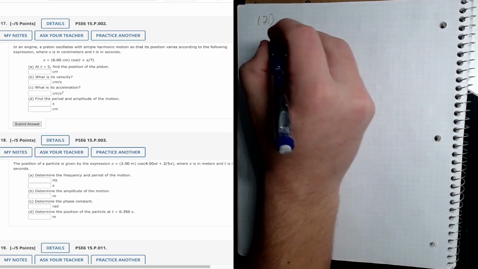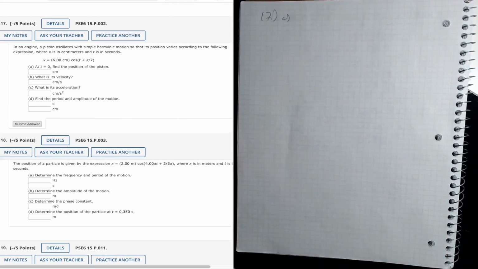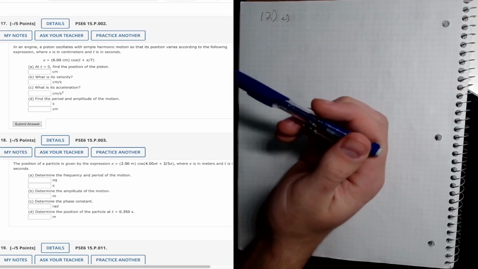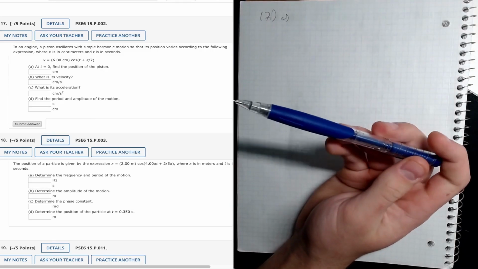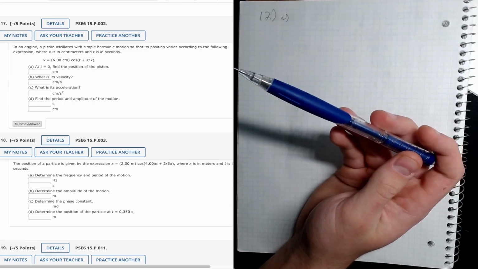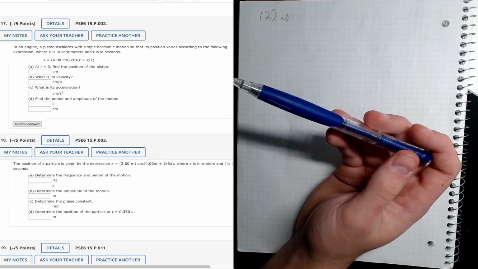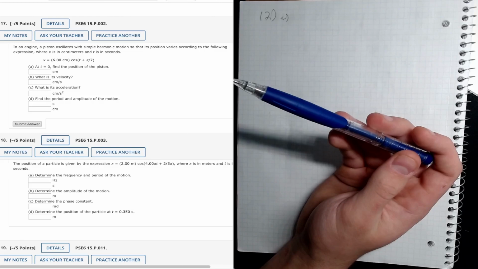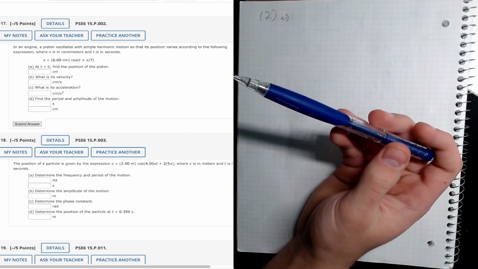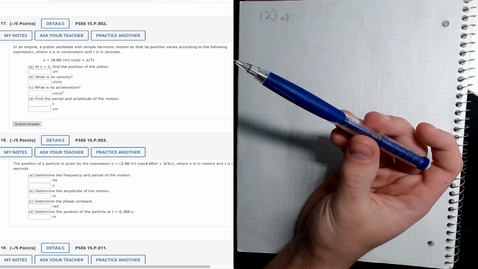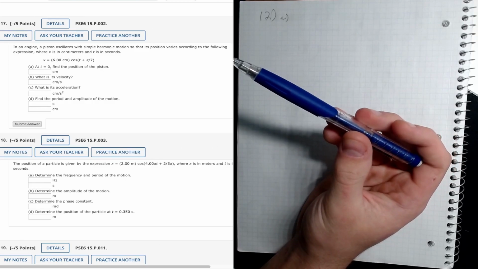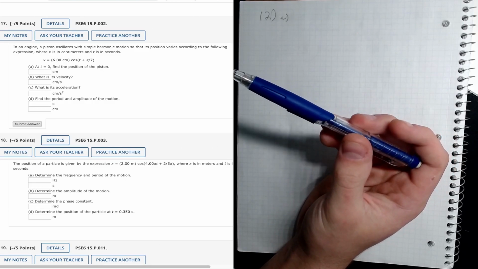So 17 part A. 17 asks, in an engine a piston oscillates with simple harmonic motion so that its position varies according to the following expression, where x is in centimeters and t in seconds. X equals 6 centimeters cosine of t plus pi over 7. So question letter A asks, at t equals 0, find the position of the piston.